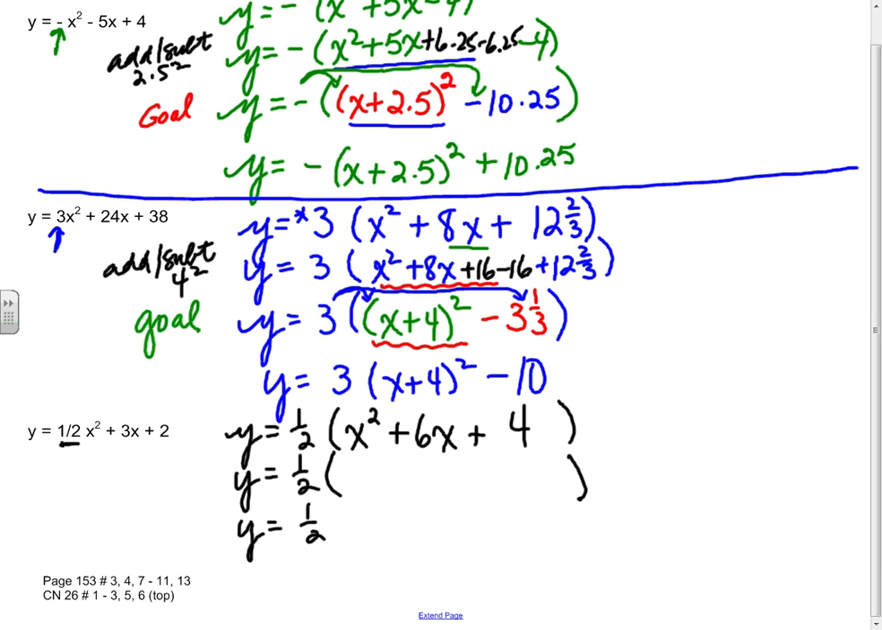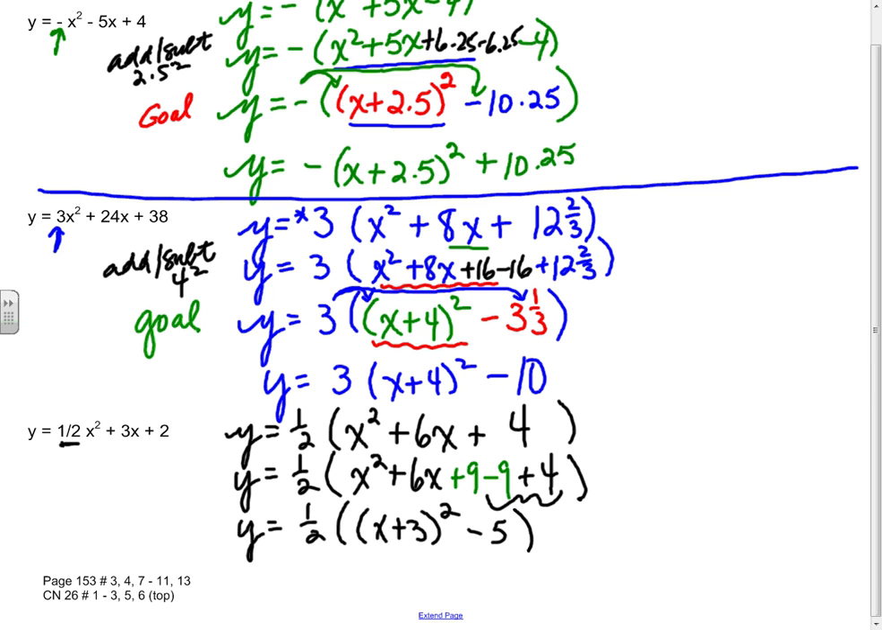Write down what my goal will be, which is always half of the 6. X plus 3 squared is my goal. In order to force it to look like that, I need to introduce whatever 3 squared is by adding and subtracting it to my equation. I need to add and subtract a 9, which doesn't change anything, so that the first 3 terms give me x plus 3 squared, and my last 2 terms leave me with a minus 5.